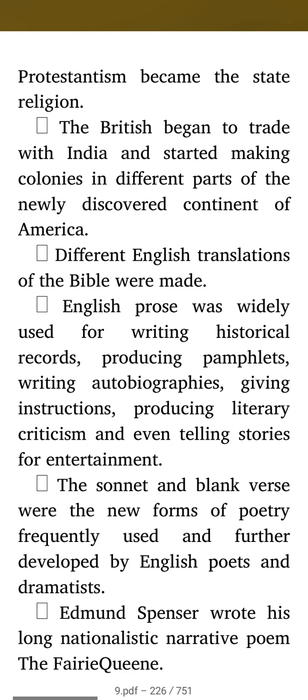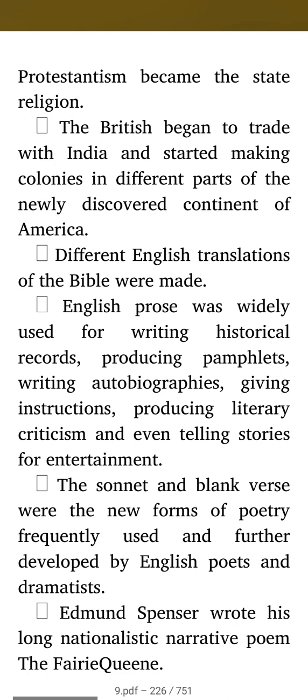English prose was widely used for writing historical records, producing pamphlets, writing autobiographies, giving instructions, producing literary criticism, and even telling stories for entertainment.